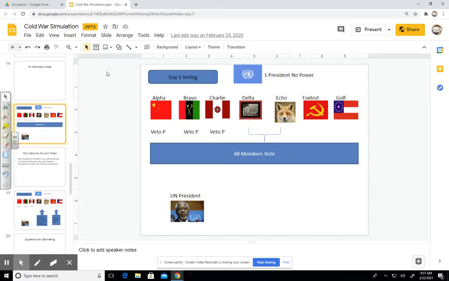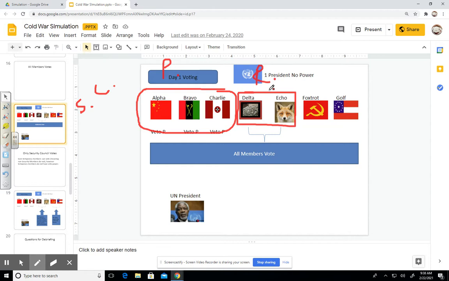But as we see in this particular graphic right here, whatever they're voting on, Alpha, Bravo, Charlie are considered Security Council members, which means they are permanent members of the Security Council and they have veto power. So in this graphic here, we see that Delta and Echo are also in the Security Council, but they are rotating. Keep in mind, these individuals are permanent, these individuals are rotating. So one of the first things your group or your UN president needs to figure out is how are groups going to be members of the Security Council?